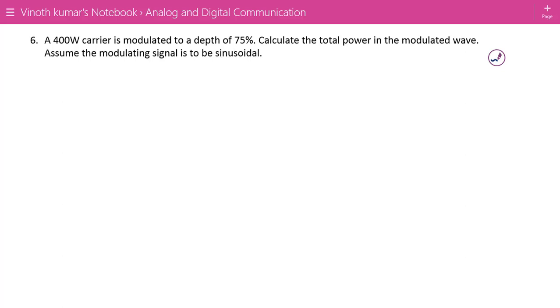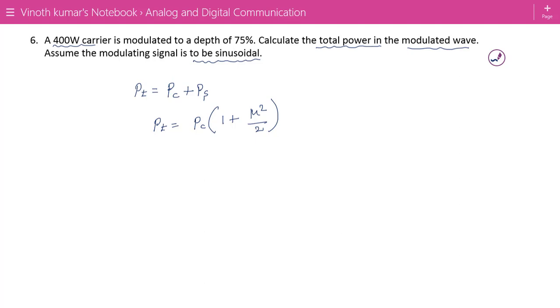So here the modulating wave is given as sinusoidal, and the values given are the power of the carrier, and we need to calculate the total power of the modulated wave. The total power is the carrier power plus the sideband power. We have already seen the total power of an amplitude modulated wave: PT is equal to PC into 1 plus mu square divided by 2.